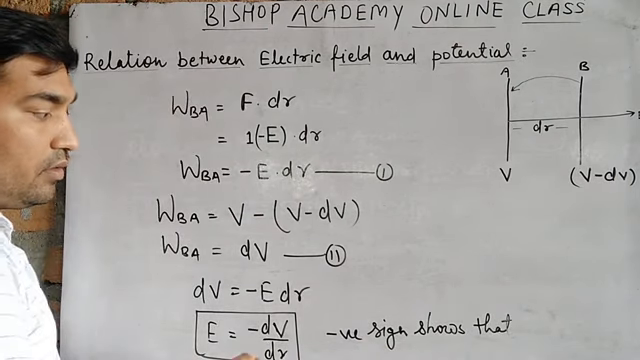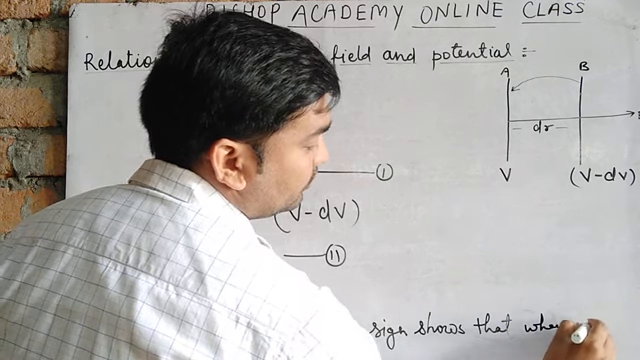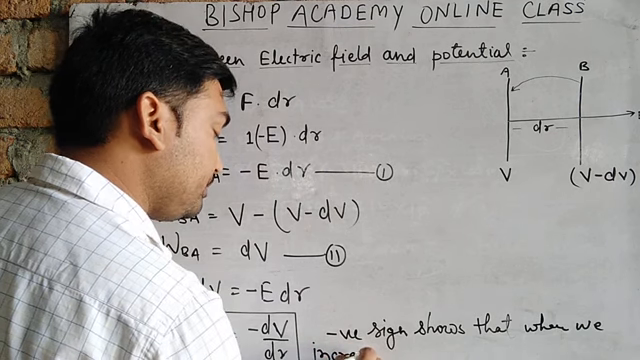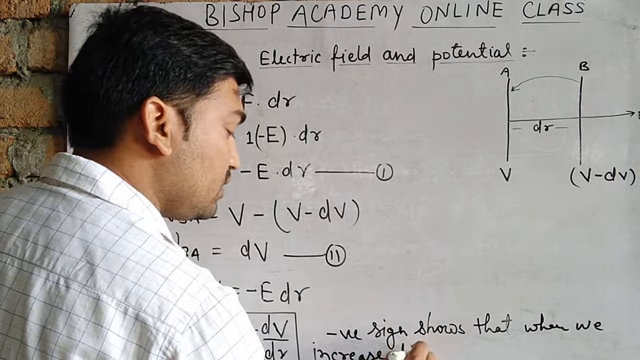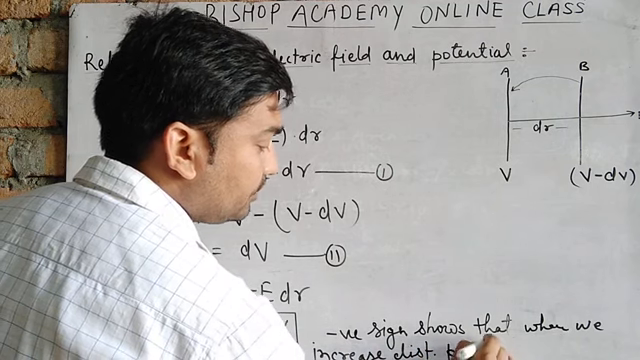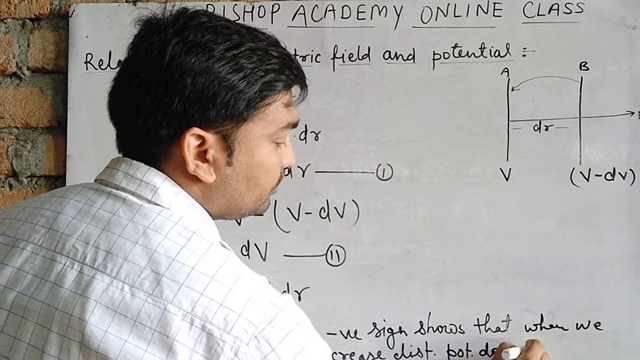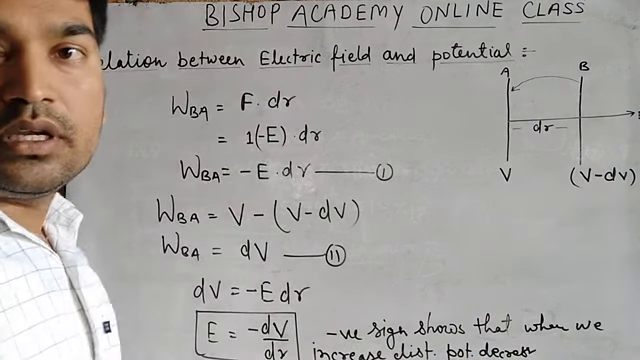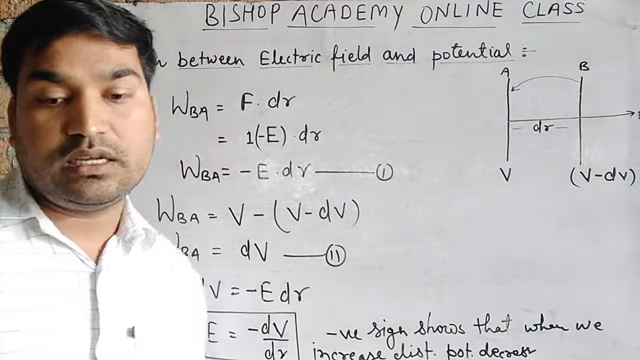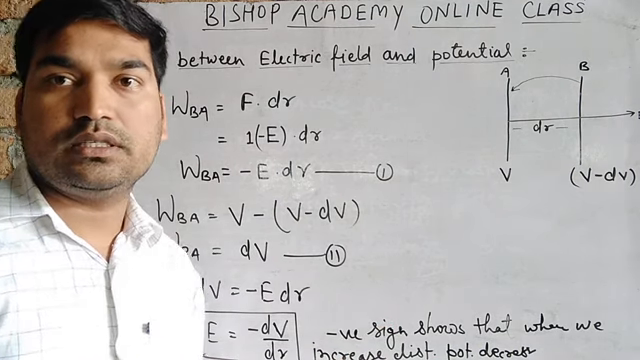when we increase distance, potential decreases. It's okay. It means this negative sign shows that when we increase along the direction of displacement, the potential decreases.